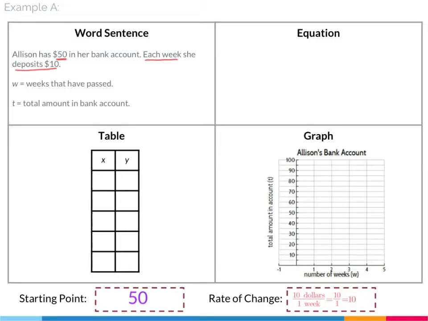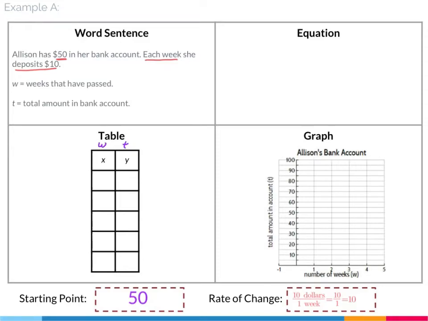Now that we have that information, let's use it to make something else. So let's use it to make our table. Now our table is labeled as X and Y. However, we were given the variables W and T. So we need to figure out which thing is the thing that's going to be changing by us and which thing is going to get changed because of that. And our two choices are weeks and total. So are the number of weeks going to be affected by the total, or is the total going to be affected by the number of weeks? And in this case, the total amount of money is going to be affected by the number of weeks that there are. So the number of weeks is going to be our X, and the total is going to be our Y.